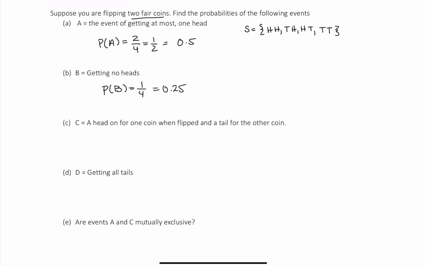Next, let's look at C. So C is the event a head for one coin when flipped and a tail for the other coin when flipped. So this is a head for one coin and a tail for the other, as is this one. So this is identical, really, to the probability from part A.